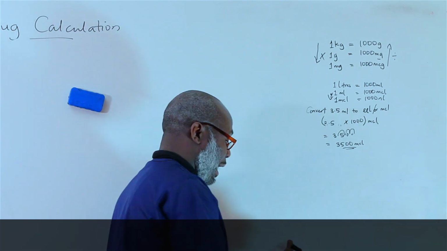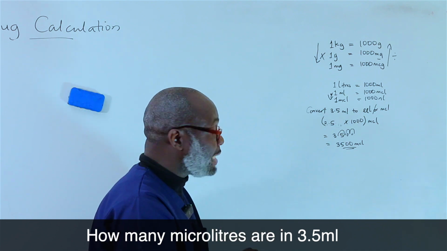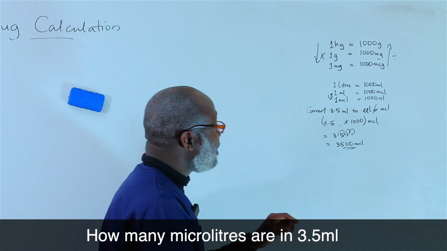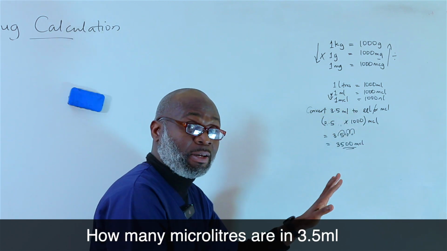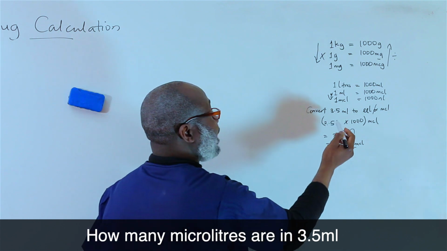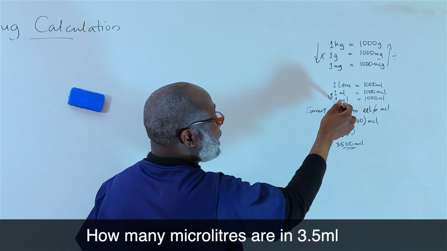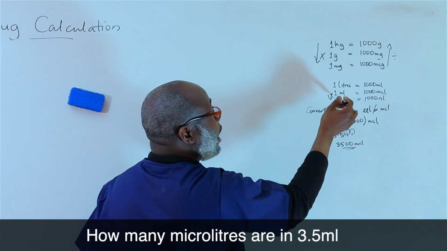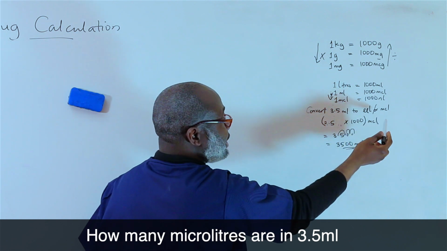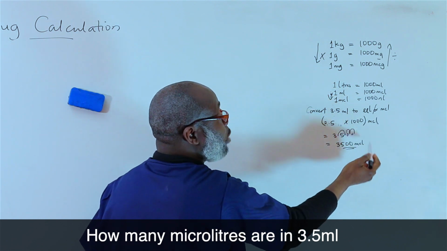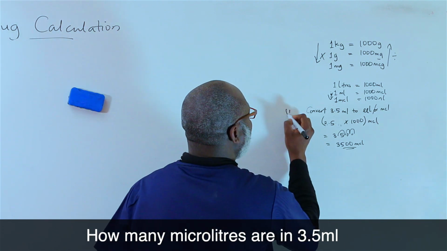Again, how many microliters are in 3.5 milliliters? That is, convert 3.5 milliliters to microliters. If you want to convert milliliter to microliter, that is from the higher to the lower, you multiply by 1,000. So 3.5 times 1,000, that would be 3,500 microliters. That is number 1.